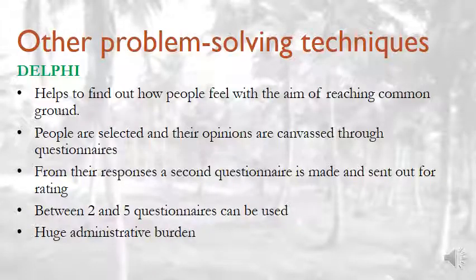Okay, now we look at other problem solving techniques. Now we have the Delphi technique. The Delphi technique helps to find out how people feel with the aim of reaching a common ground. People are selected and their opinions are canvassed through questionnaires. So they fill in questions. From their responses, a second questionnaire is made and sent out for rating. We can use between 2 and 5 questionnaires.